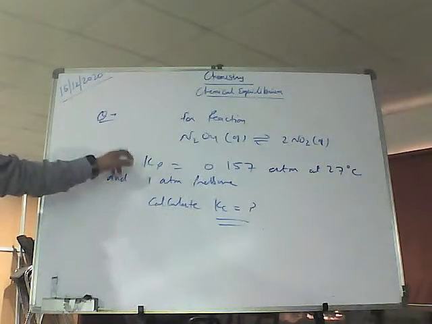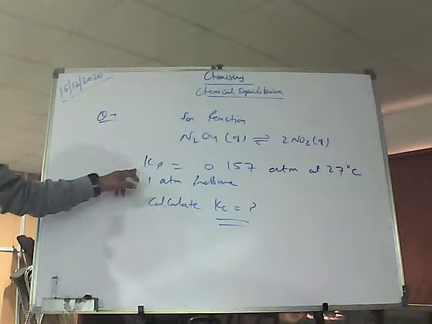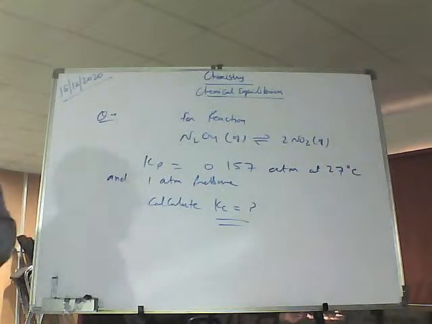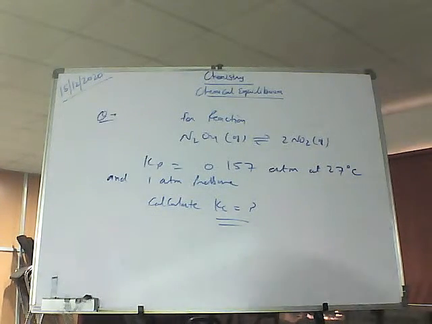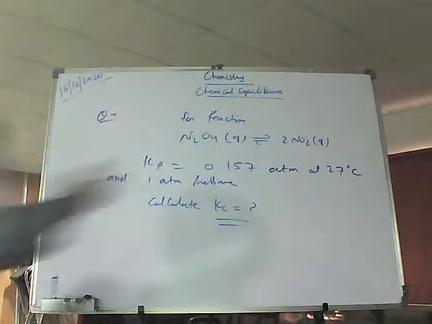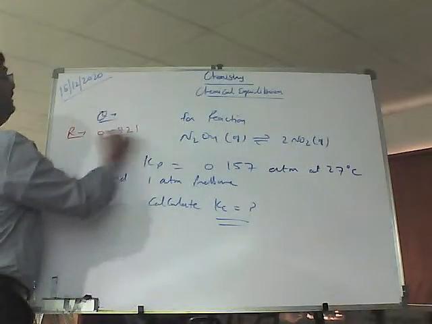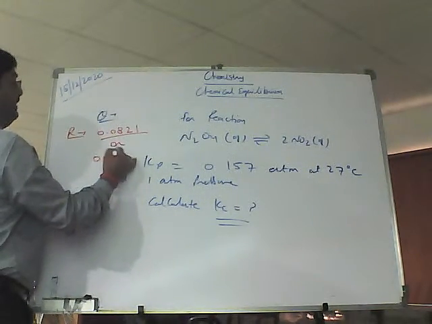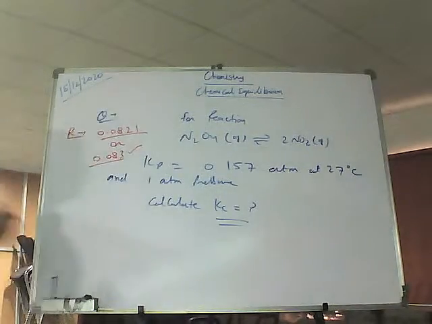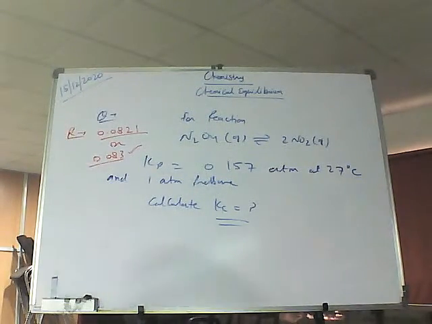This time the Kp is given, the equation is given. You have to find the value of Kc. I am giving you 1 minute. Please try to solve it. Tell me the value, what will it be? R again the same, you will keep R the same. The value of R is 0.0821, or you can take the approximate 0.083. No issue.